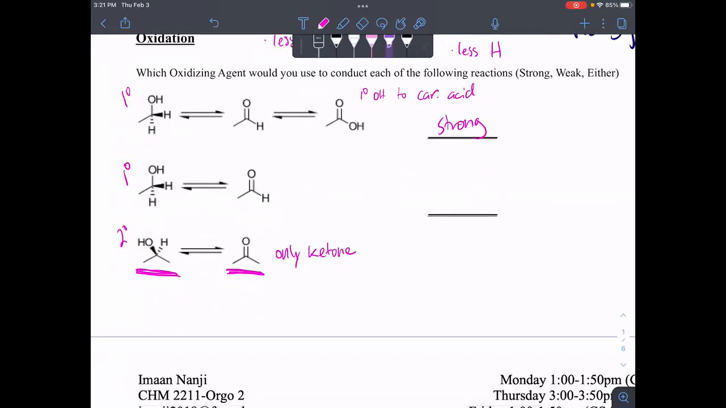And then for the second one, how far did we take the alcohol? Yeah, we only went to an aldehyde. So what strength of reagent are we using? Yeah. And for the last one, it's a secondary alcohol to a ketone. So what can we use? Yeah, we can use any.